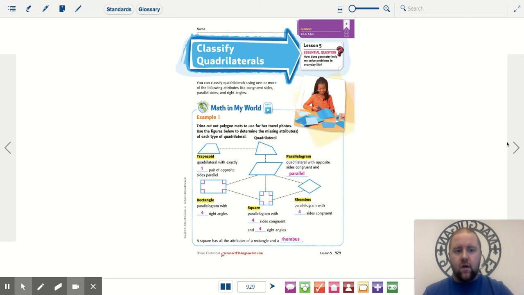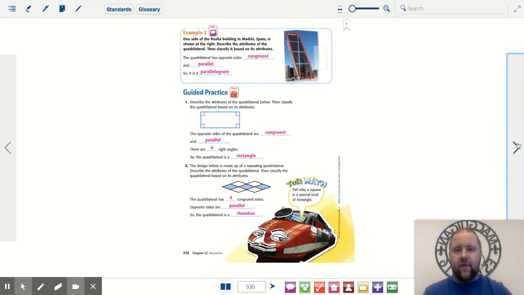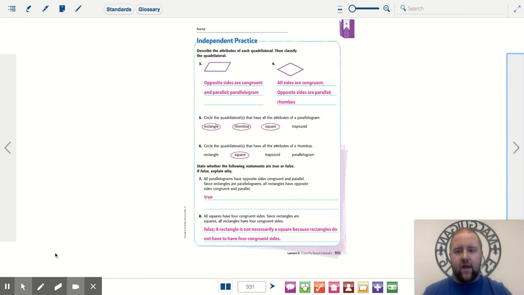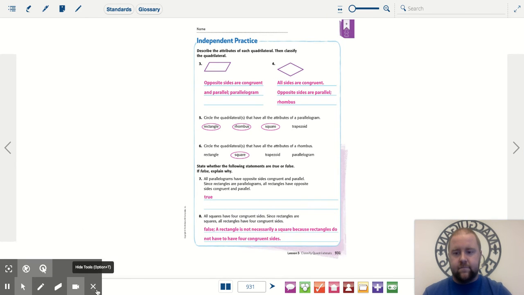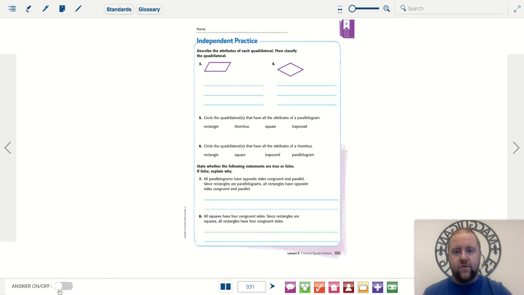So I'm going to move over to the next page here. Sorry, not this page, the next page. And it kind of gives us some examples. I've got to hide my tools here because all my answers are there. These are all the answers. It says describe the attributes of each quadrilateral and then classify the quadrilateral. When it talks about describing attributes, remember we learned that attributes are traits. So what can we say about this shape?